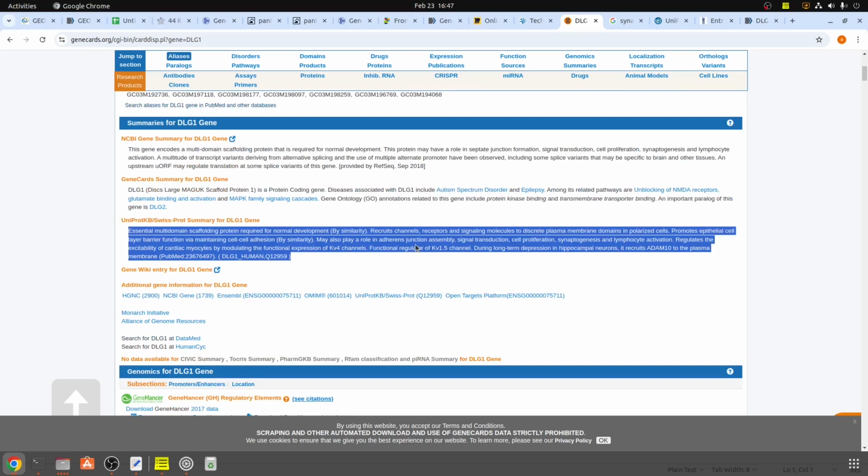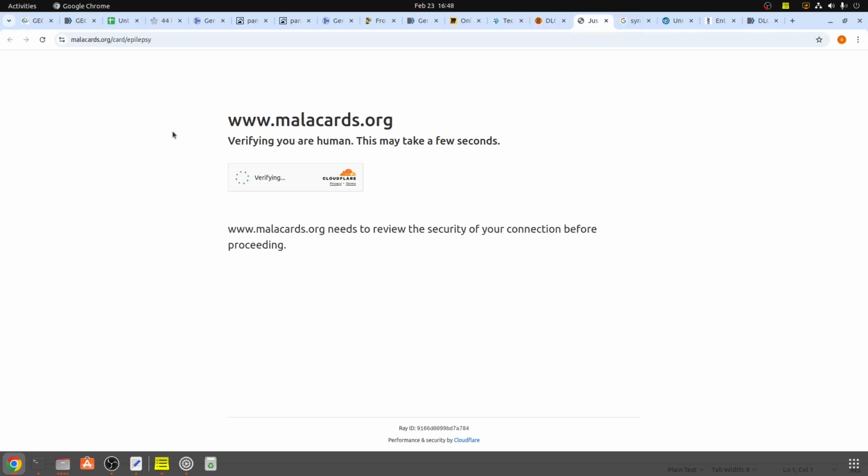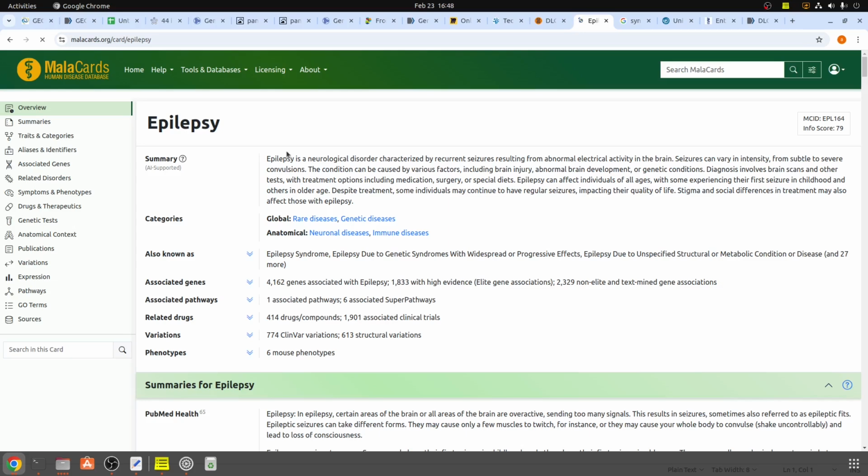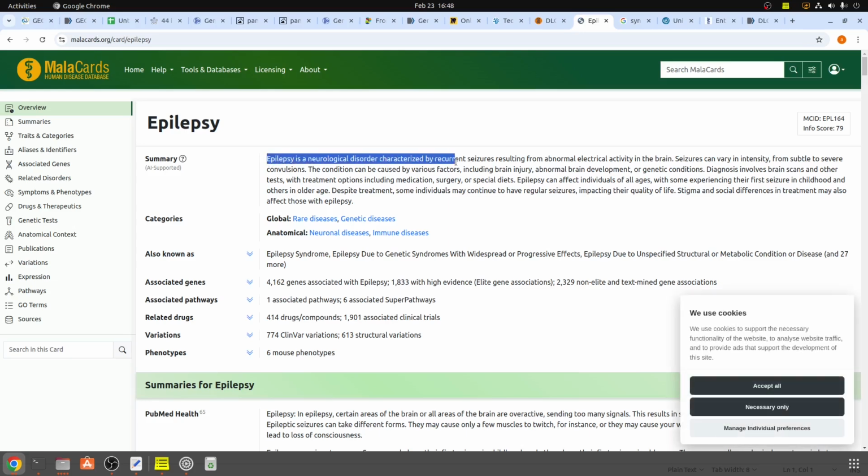GeneCards for DLG1: autism spectrum disorders, epilepsy. All these things are related to neurodegenerative disease, because epilepsy is also a neurological disorder.